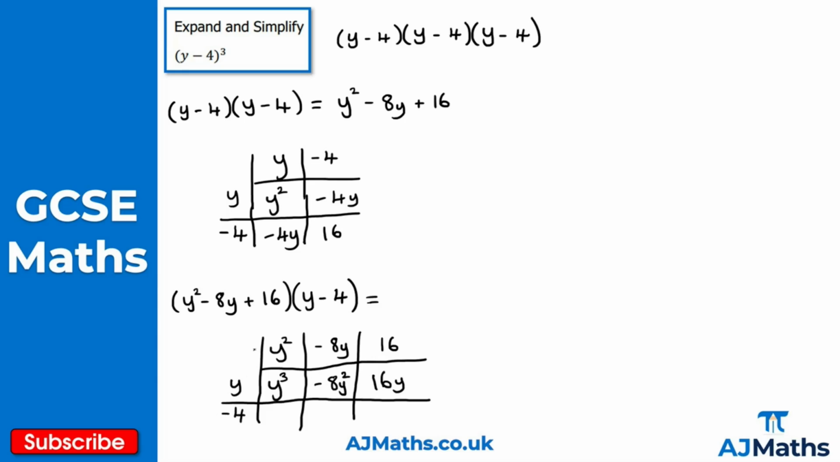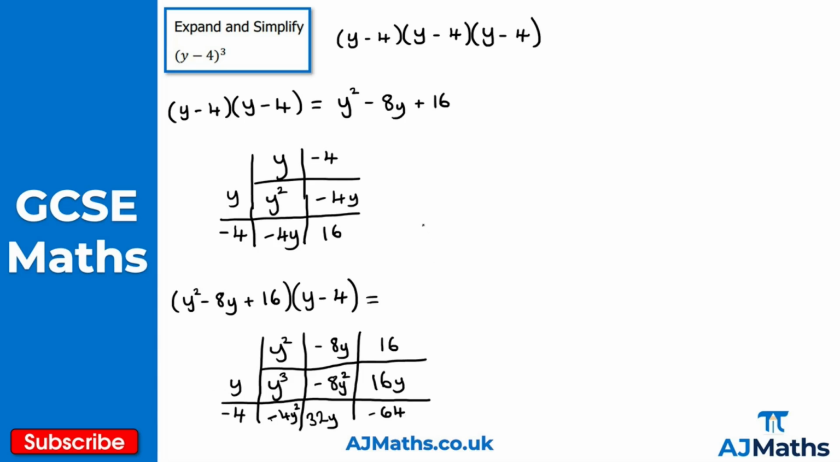We've then got minus 4 times y squared, so that's minus 4y squared. Minus 4 times minus 8y. Again, just be very careful with the signs here. So minus 4 times minus 8y gives me 32y. And then finally, minus 4 times 16 gives me minus 64 there. What I need to do now is simplify this.